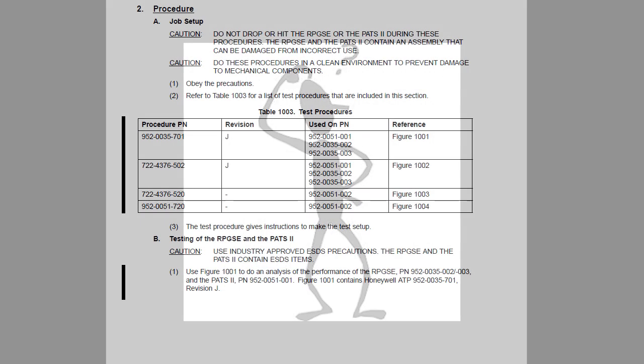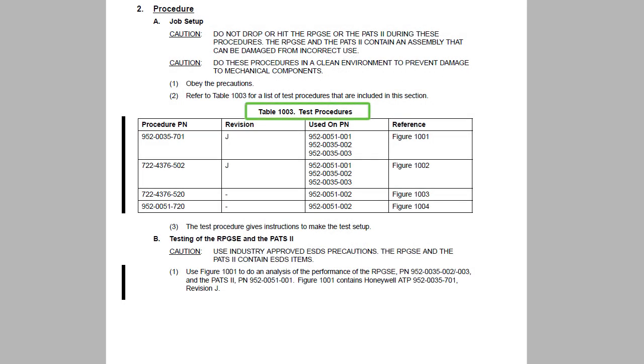When working with a factory test in a service environment, there is some document forgiveness that may occur. We will note these as we walk through this document. Table 1003 is a list of factory test procedures used in testing the RPGSE or PATS 2. Some of these procedures are used for older versions of PATS 2, RPGSE, and their supported ground-based equipment circuit card.